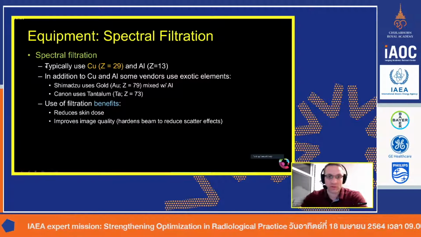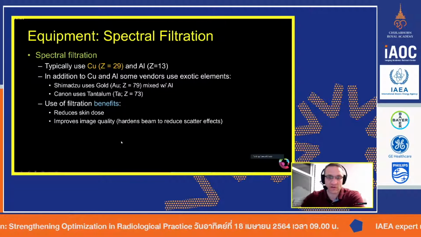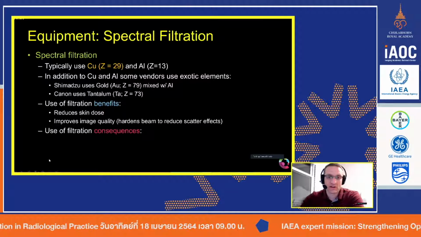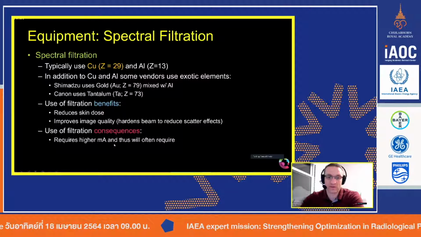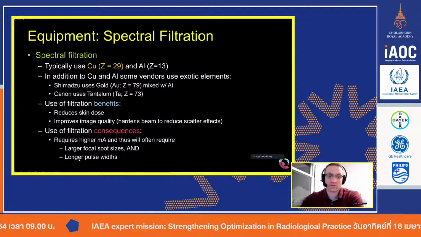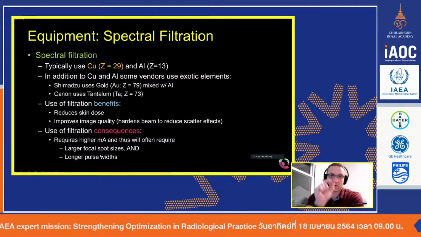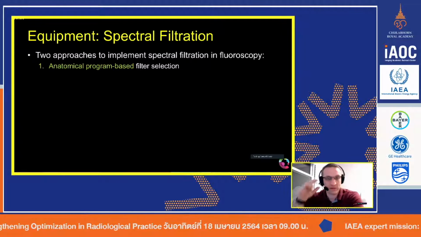All right, overall spectral filtration, as I've already mentioned, is good for reducing skin dose, gets rid of all those soft x-rays, low energy x-rays. The consequences, as I've now mentioned multiple times, are that it requires higher mA to pass through. Therefore, it requires a larger focal spot and larger pulse width. So it reduces spatial resolution. The thicker the filter, the lower the spatial resolution will be, the lower quality the spatial resolution will be.